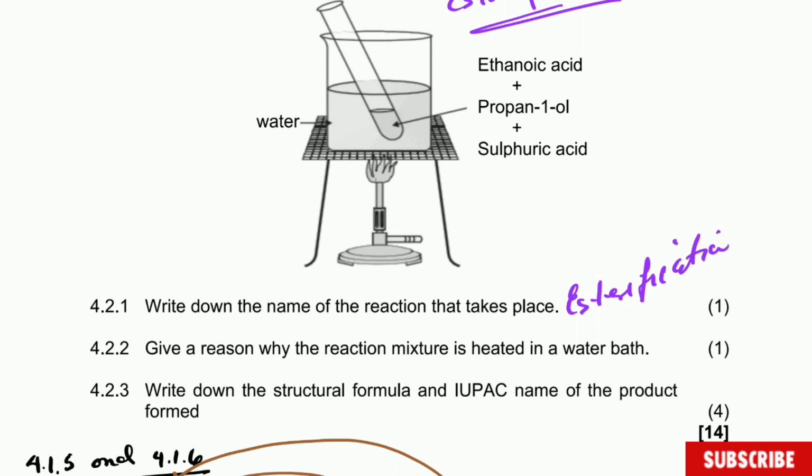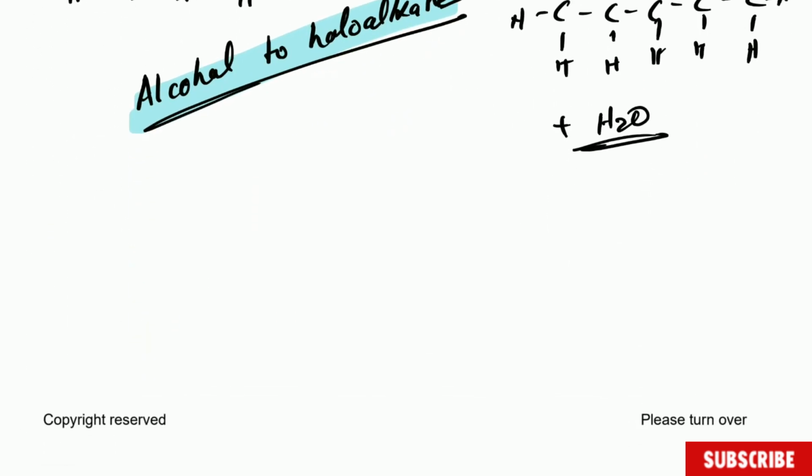And then you will get 1 mark for that. Second, give a reason why the reaction mixture is heated in a water bath. Quite simple. The alcohol is flammable, guys. Alcohol is flammable, and there is the second mark. Write down the structural formula and the IUPAC name of the product formed. So for this one, the best option is to write the reaction.